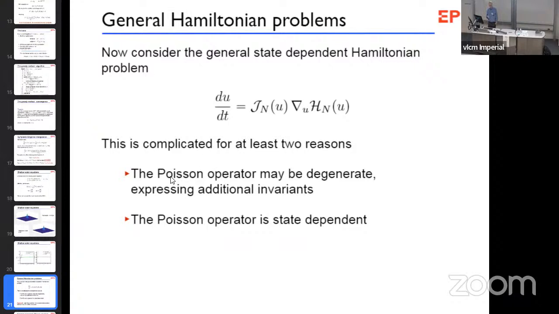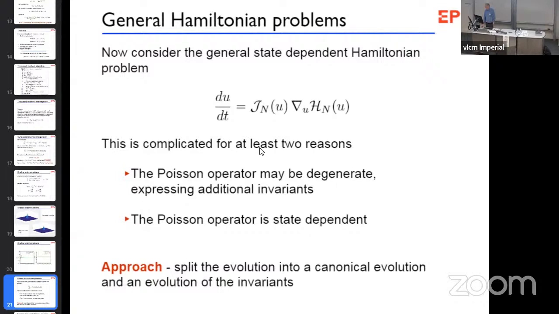Now, for many problems that are interesting, Euler equations, other kinds of problems that you can represent in Hamiltonian form, this Poisson operator is much more complicated, and it's nonlinear. So the question is, what happens now? Well, this J here can be degenerate. It doesn't need to have full rank because there can be additional invariance that is more than just simply the Hamiltonian. And again, the Poisson operator is state dependent.